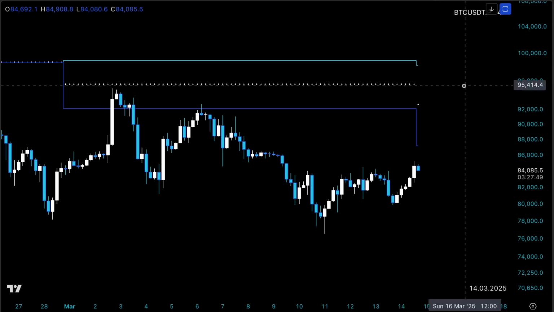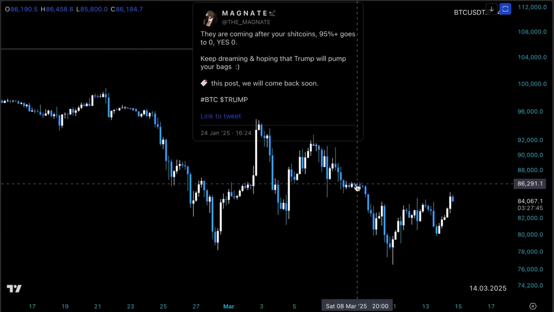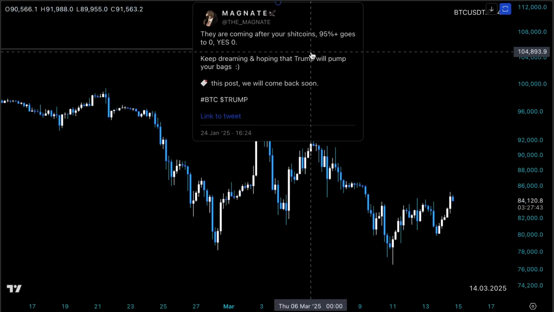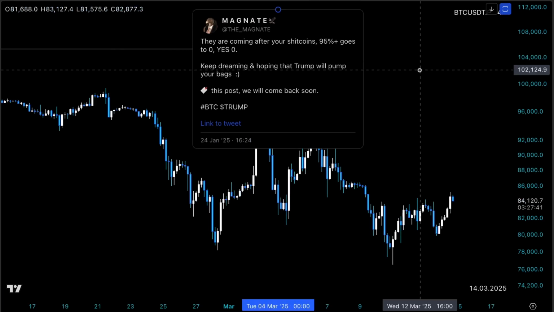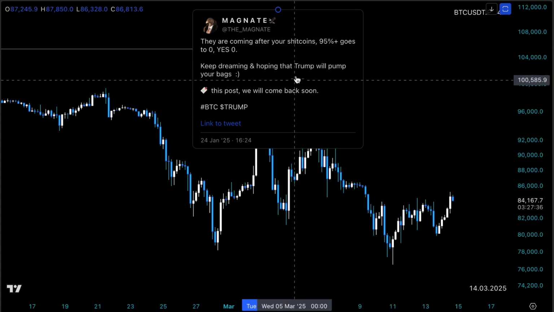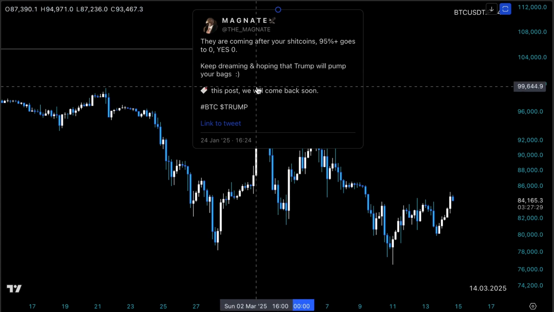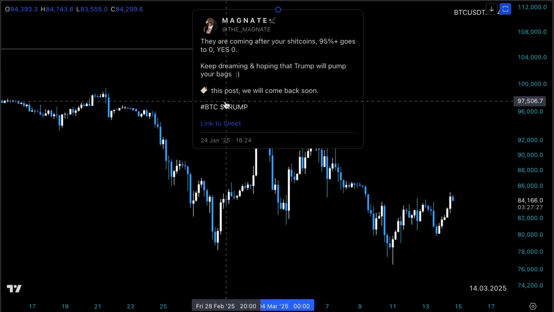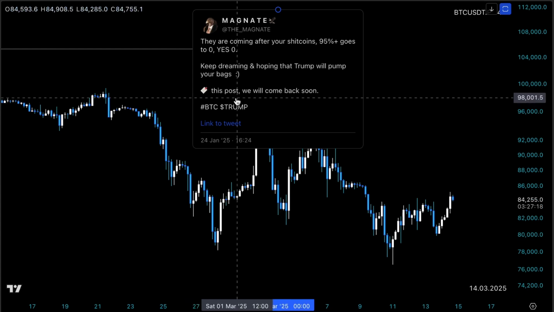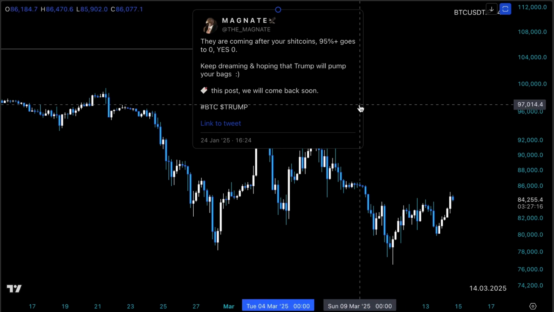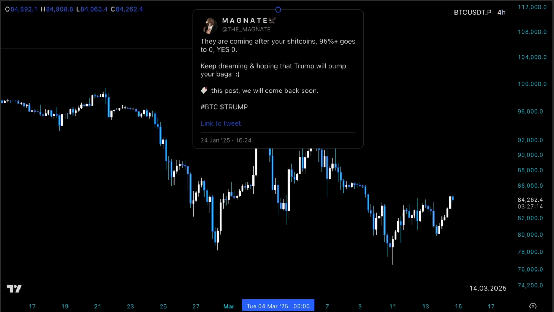However, I made another warning that alts are going to go to zero, near to zero, because I kept mentioning that this entire cycle is completely different, especially for altcoins, and they are coming. And if you're having hope, keep dreaming and hoping that Trump will pump your bags, which is not the case. And as you can see, the all-time high was the exact inauguration day, 20th of January. So I said, save this post and we'll come back soon. I will come back to this post again and again during the downtrend.